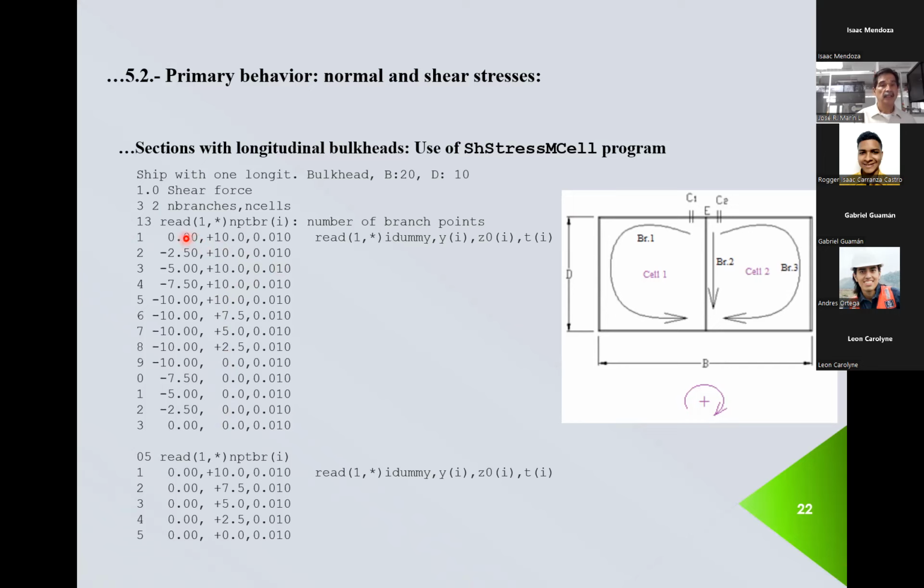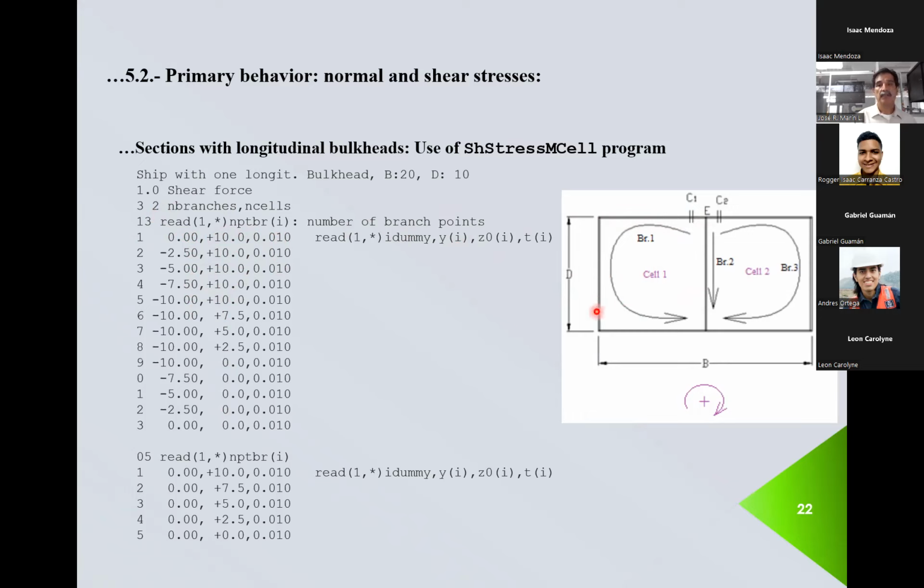We start, this is Y, this is Z, and this is the thickness from point 1 to point 2. So we start at point 0 and 10, basically here. And you see that Y decreases, so we go like this. And for all of these points, the Z value is constant.